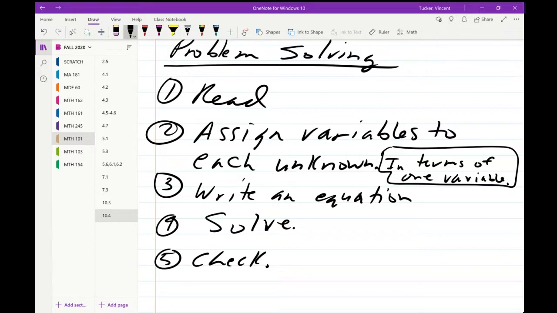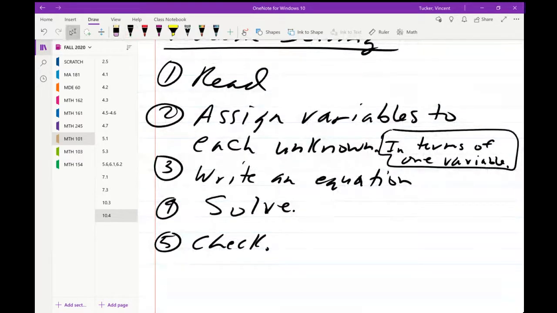Because then you have to have three equations in order to solve. You have to set up a system of equations. So we want to write all of these in terms of just one variable. Then you write the equation, solve it, and then make sure that your answer actually checks off. Make sure it actually answers the question that they are asking of you. And all of that I'll make sure we understand before we leave. So let's look at another one.